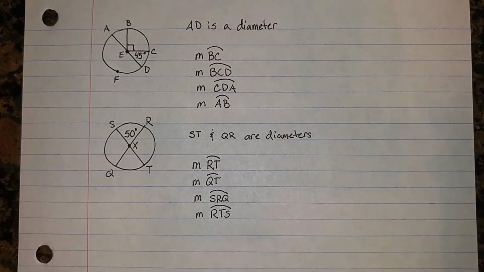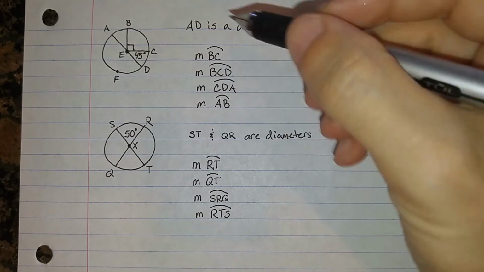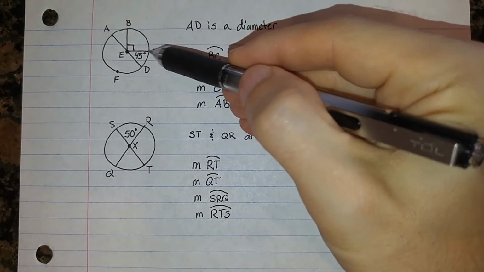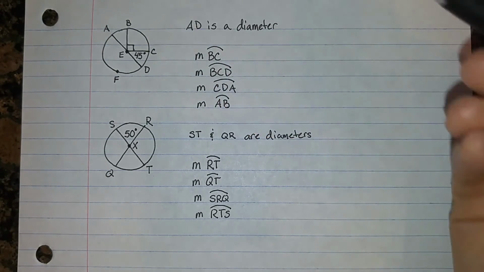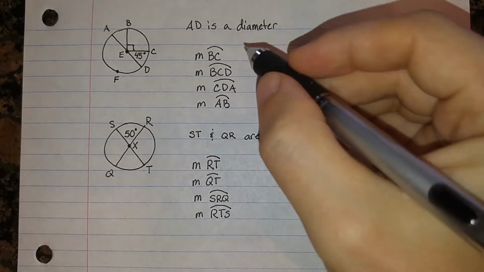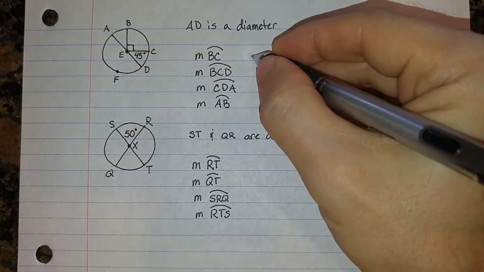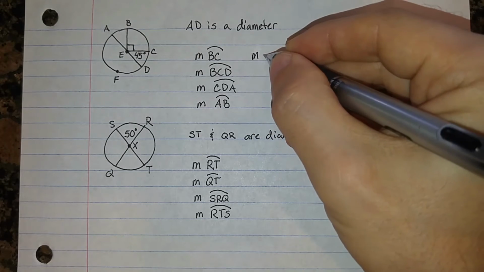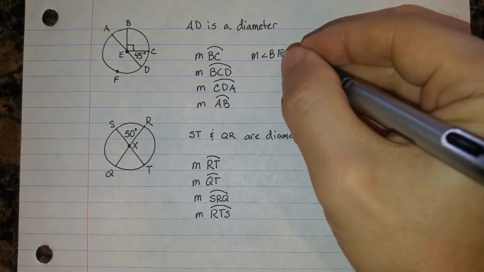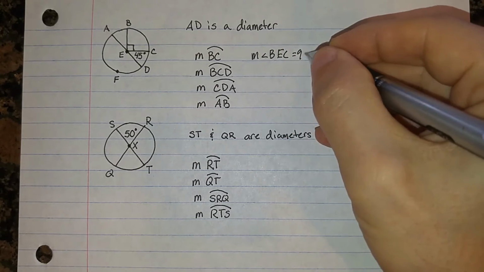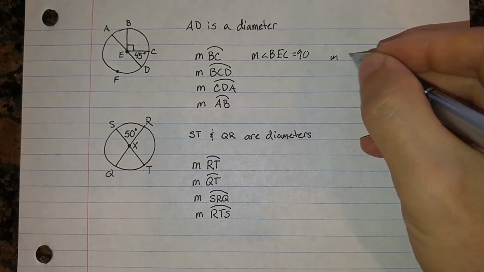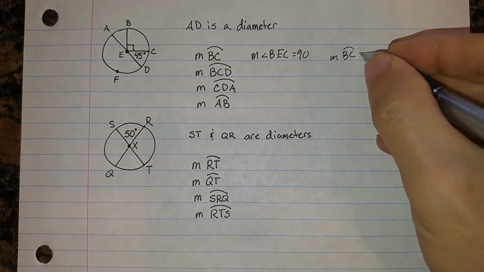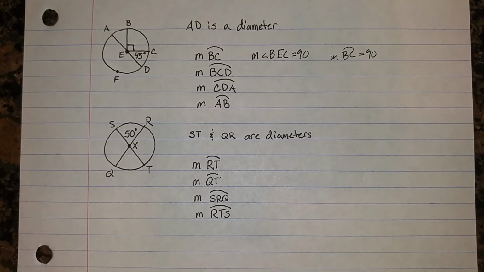So the first one, I'm looking for the measurement of arc BC. When we look here, see how angle BEC is 90 degrees, and the angle measurement and the arc measurement are the same for central angles. So the measurement of angle BEC equals 90, so arc BC equals 90. Easy enough? Okay, next one, BCD.